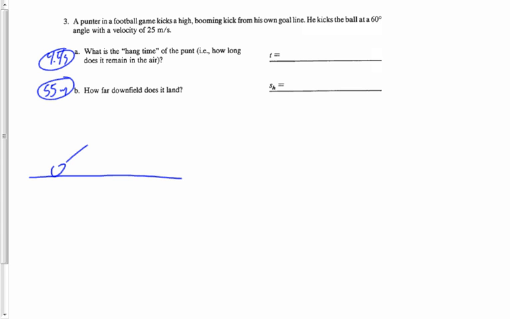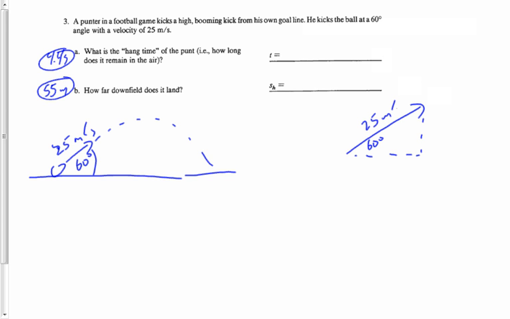Here's the football. It's kicked in a parabolic path like this at a speed of 25 meters per second and an angle of 60 degrees. We don't like funny angles, so off to the side, we get rid of that. 60 degrees, 25 meters per second. And we label this as X and label this as Y. We're going to say cosine 60 degrees is equal to adjacent over hypotenuse.